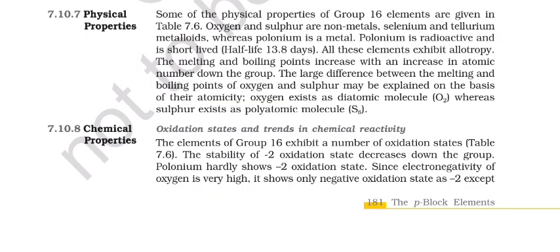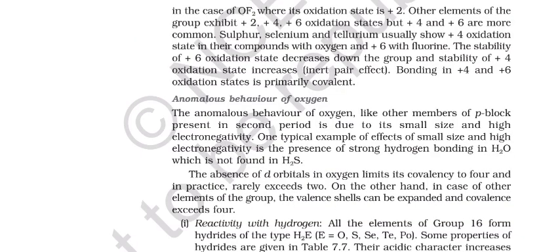The elements of group 16 exhibit a number of oxidation states. The stability of the -2 oxidation state decreases down the group. Polonium hardly shows the -2 oxidation state. Since the electronegativity of oxygen is very high, it shows only the negative oxidation state of -2, except in the case of OF2, where its oxidation state is +2.